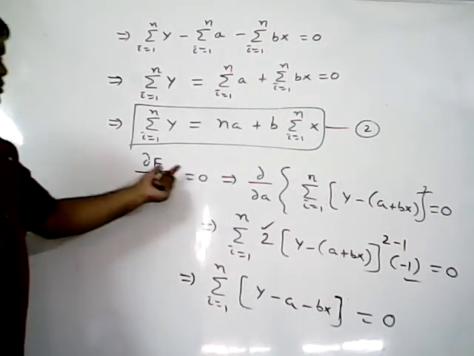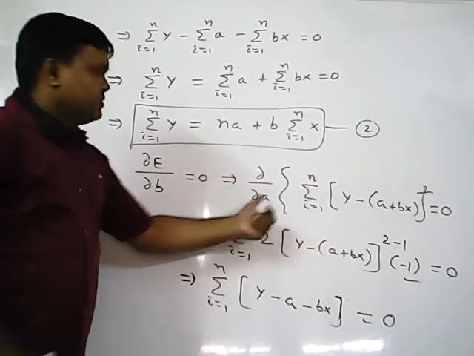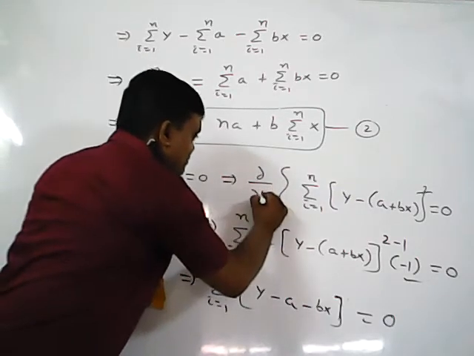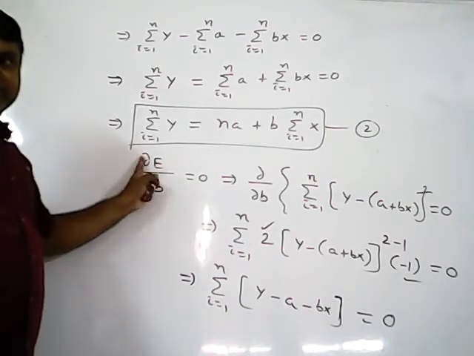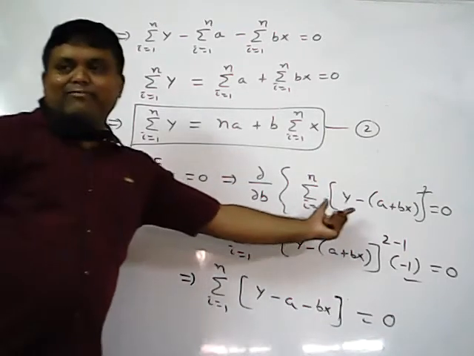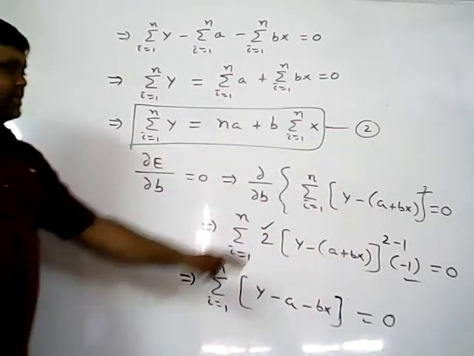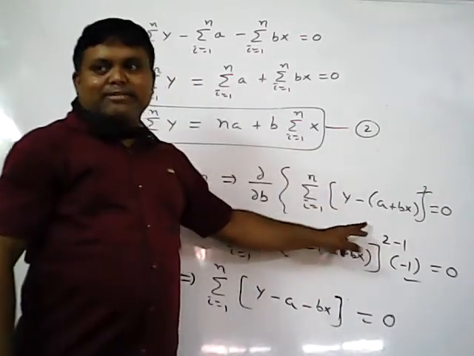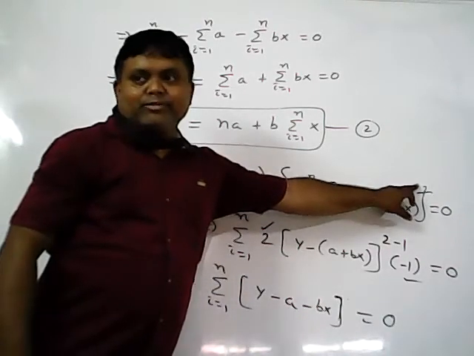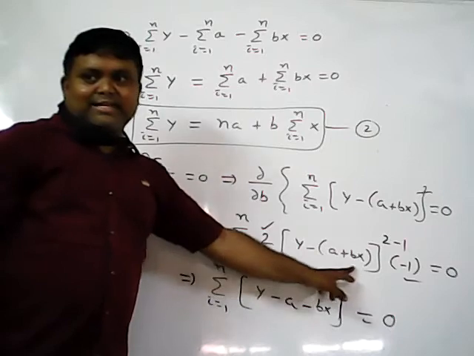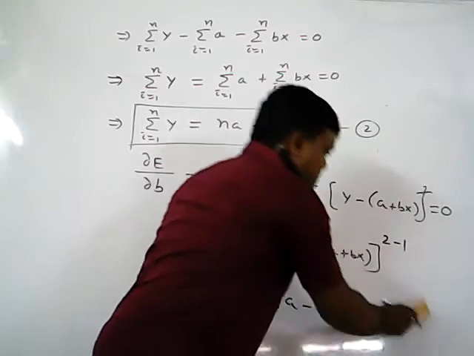Dou e by dou b means the e formula won't change. This is the e formula, only thing is you take dou by dou b. I think all of you understood. What is the e formula? Summation i equal to 1 to n of y minus (a plus bx) whole square is equivalent to 0. Same x power n concept: the derivative of x power n is n into x power n minus 1. Summation is a constant, so it should be separated. n is 2, so 2 into x power 2 minus 1, and 2 minus 1 is 1.